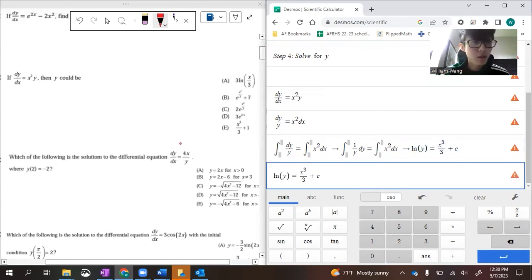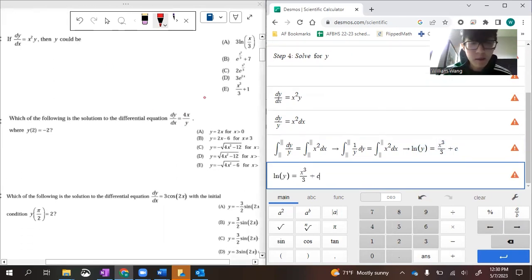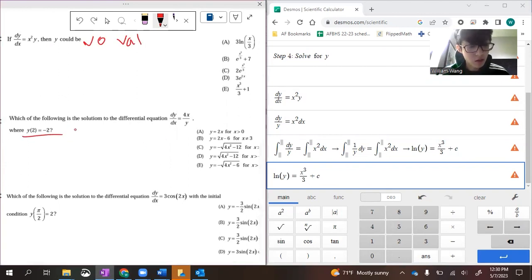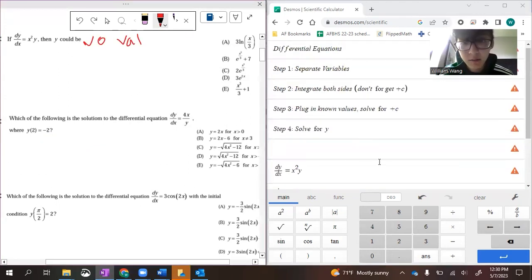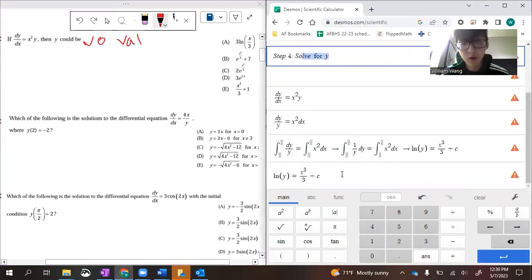So let's plug in some values. Okay, well, actually, this one, they don't give me any values, so no values. Notice for these other ones they do, for this one they don't. So I'm not going to plug in any values. I am simply going to solve for y, which is my step 4.